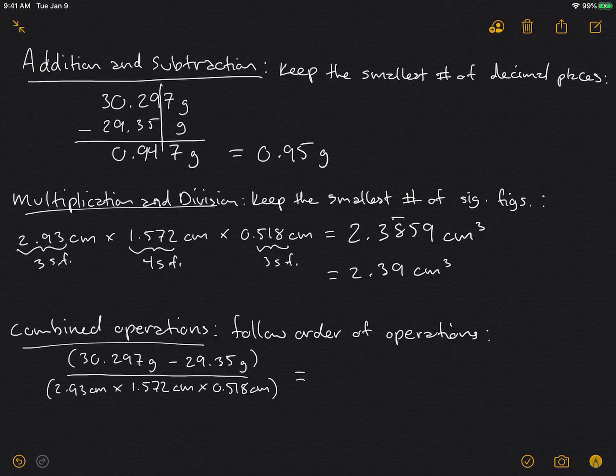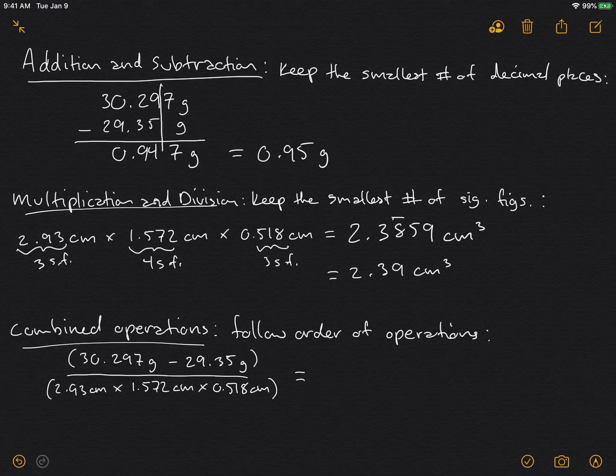cubic centimeters. And now when we do combined operations, you need to follow the order of operations. And what I like to do normally with this is do it stepwise. So you could just punch this all into your calculator right away and get one answer. But if you've got addition and subtraction combined with multiplication and division, then I like to do it in 2 steps. So you'll notice these are the same calculations, and you might notice that this is a density calculation, grams over cubic centimeters, or mass divided by volume.